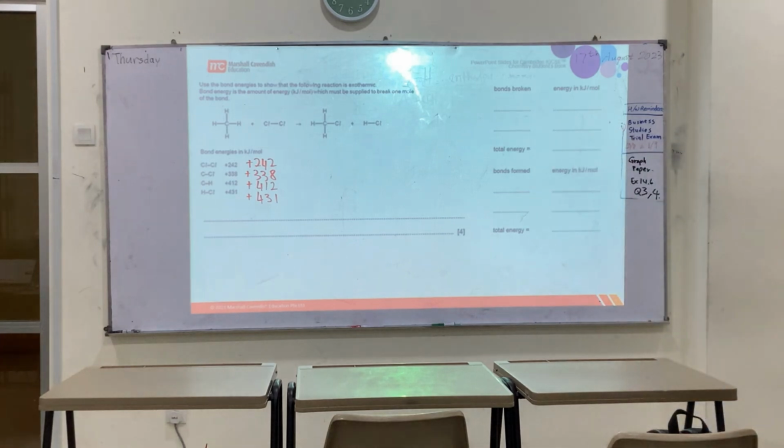Is it endothermic, right? Exo, because the question already says it's exothermic. You just have to show it's exothermic. Okay, let's see, what did you get? This is where you have to check. Did you total up something wrong? Endothermic is supposed to be the right side being more.